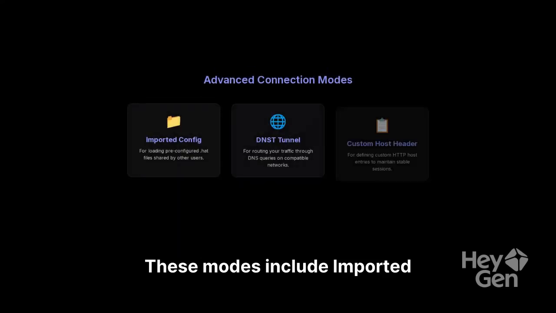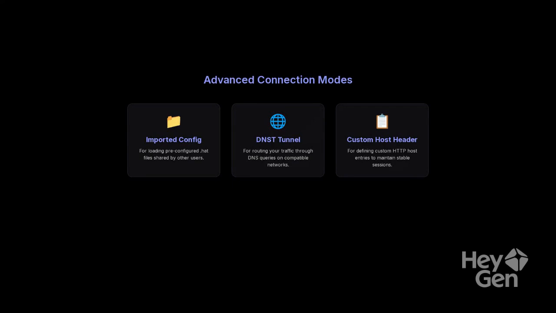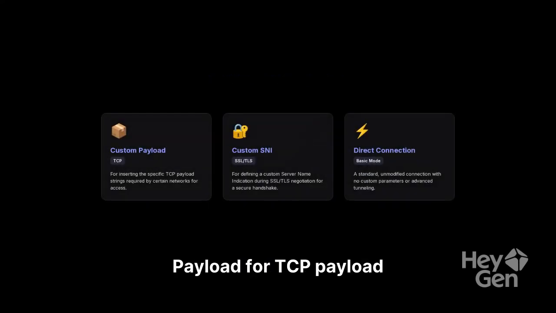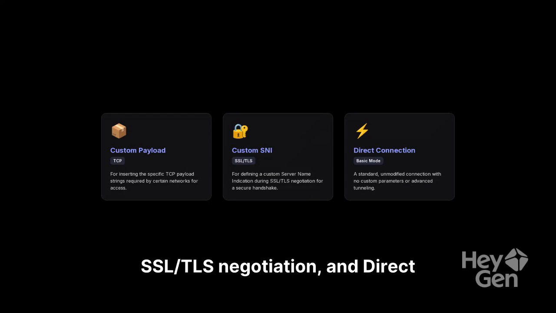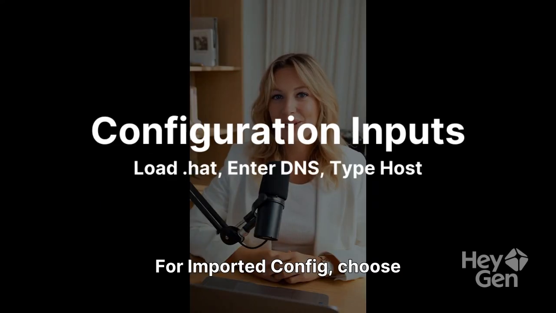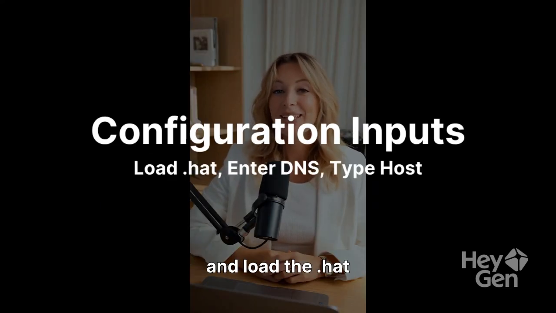These modes include Imported Config for .hat files, DNST Tunnel for DNS queries, and Custom Host Header for HTTP host entries. You also have Custom Payload for TCP payload strings, Custom SNI for SSL/TLS negotiation, and Direct Connection as a basic mode. For Imported Config, choose and load the .hat file.